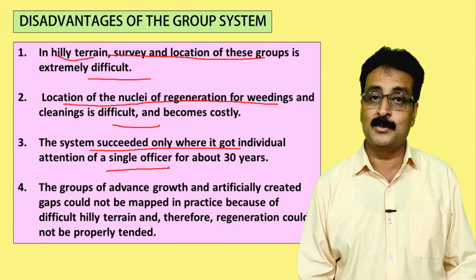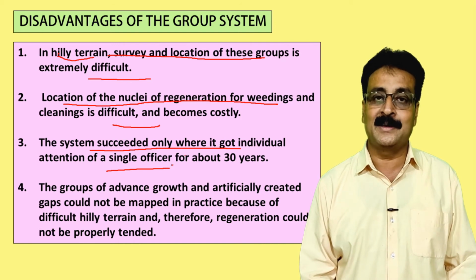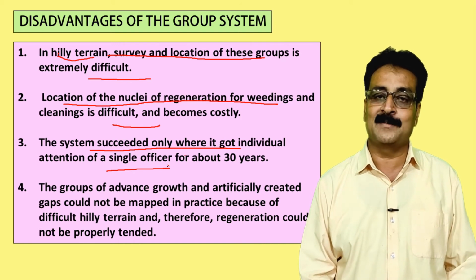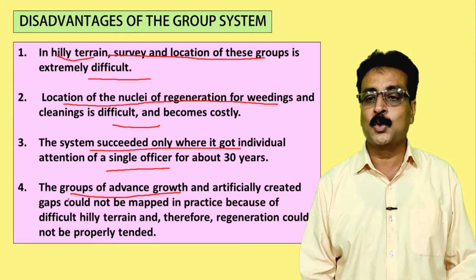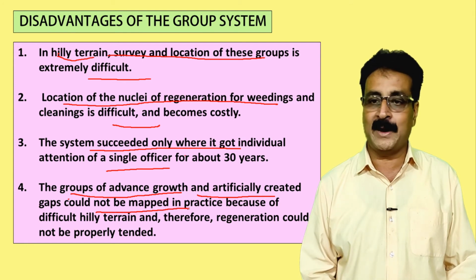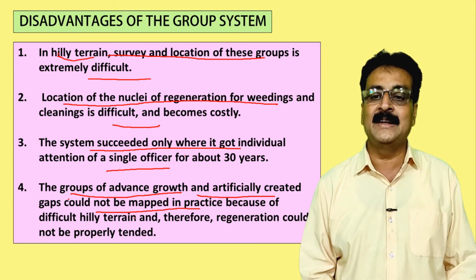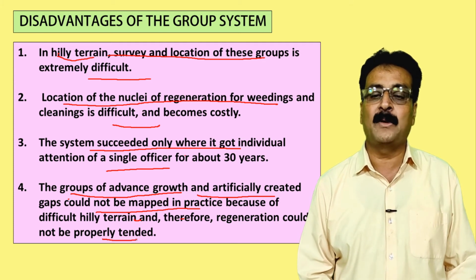So one officer has to be deputed for 30 years. That is one of the most difficult things for the group system. Then only can success be achieved. The groups of advanced growth and artificially created gaps could not be mapped in practice because of difficult hilly terrains. Therefore, regeneration could not be properly tended.